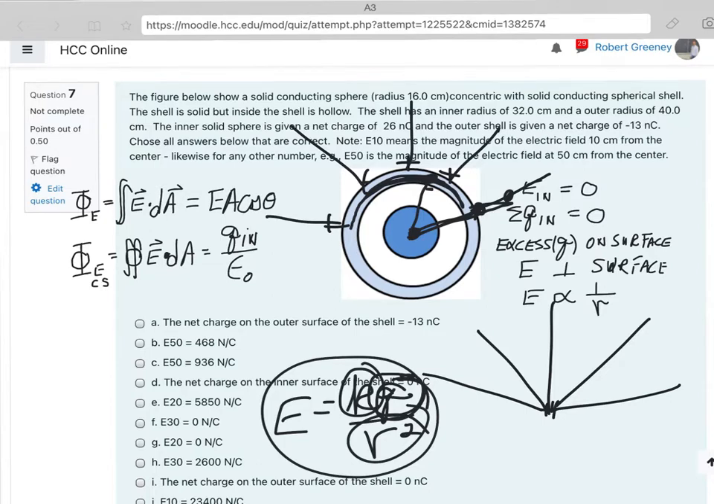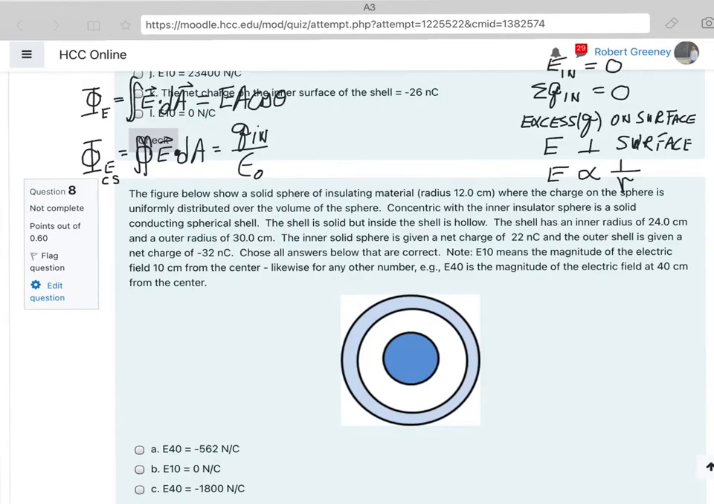Okay, in this case, the inner solid sphere has 22 nanocoulombs, so put 22 positive charges here. That means 22 negative charges here. Why? Because the 22 field lines have to terminate. They can't go through. So you put 22 negative charges there. But what do we have? The outer shell has 32.